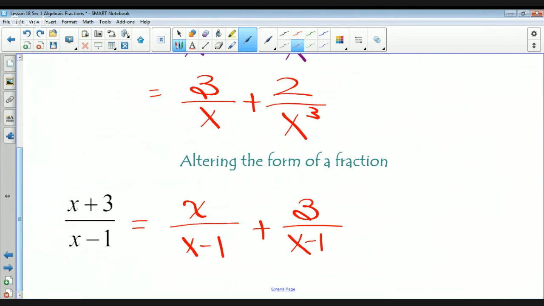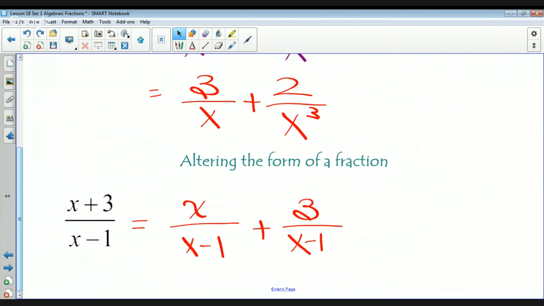Can you simplify any further? No. Nothing cancels. There's really no reason. So it's just getting you used to splitting them. And why am I teaching you that? Well, when you go to calculus, you have to know partial fraction decomposition. Sometimes it helps you with integration and things like that.